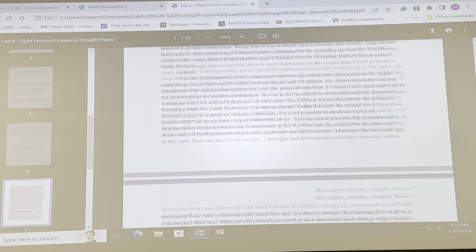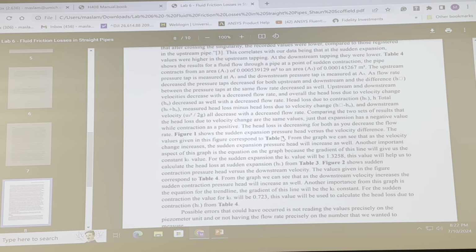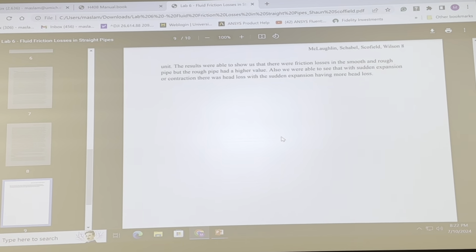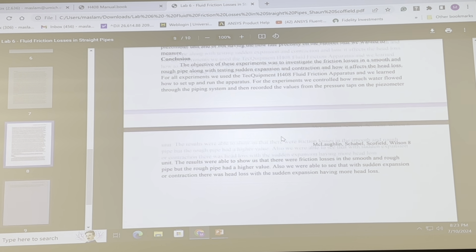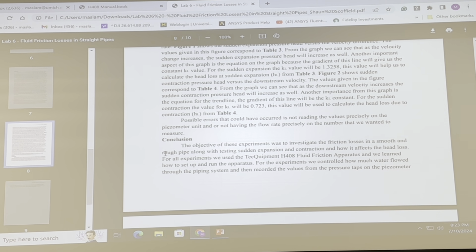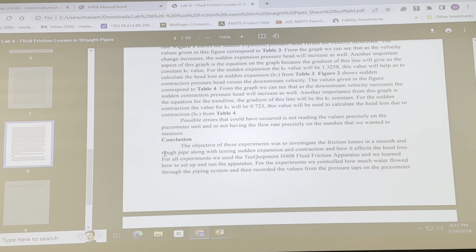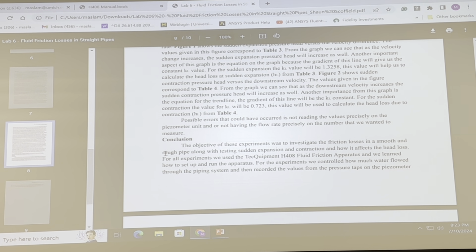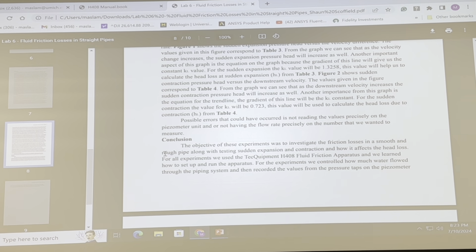You talk about all the things you saw and observed, and you capture all that information, and then you finish your report with a conclusion. So the conclusion is here. Okay. With that, I'll close this. But you have a general idea of how to do the testing for the smooth pipe, rough pipe, sudden expansion, sudden contraction, and also how to write the report. So that encompasses all the things we have.